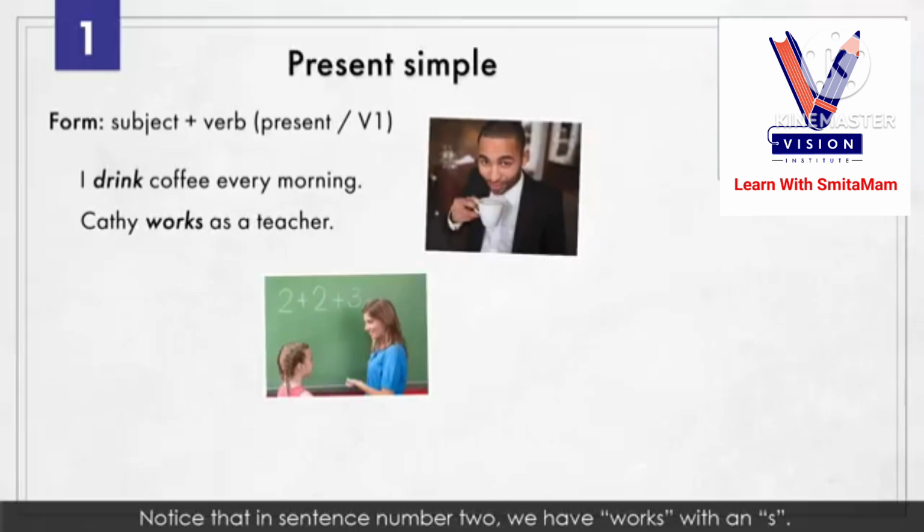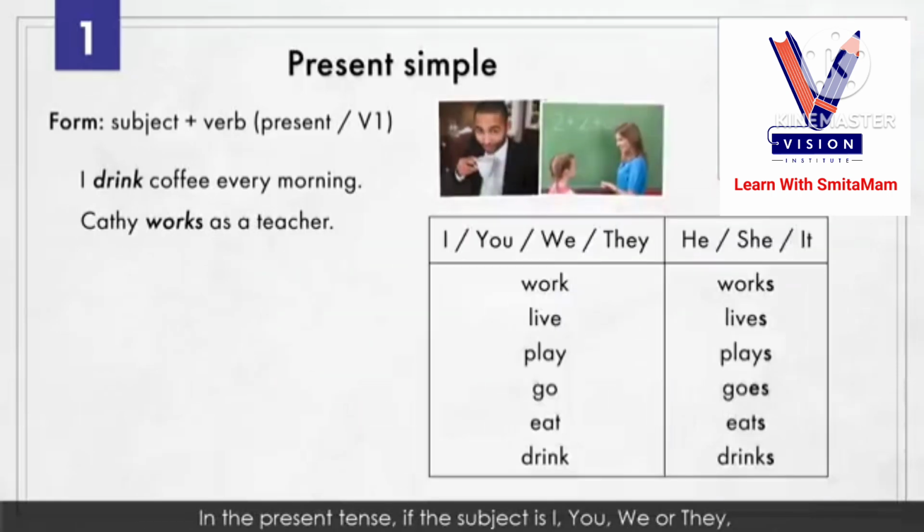Notice that in sentence number 2 we have works with an S. In the present tense, if the subject is I, you, we or they, we use a verb without S. That's why I drink. If the subject is he, she or it, we add S to the verb. Kathy is a female name. It's like saying she. So we have said Kathy works.